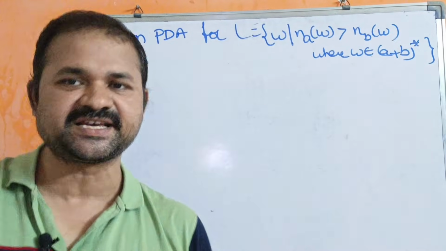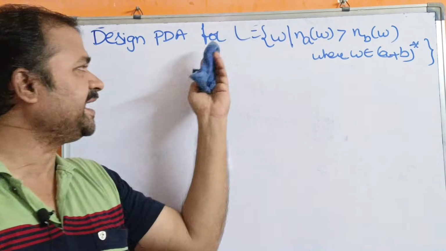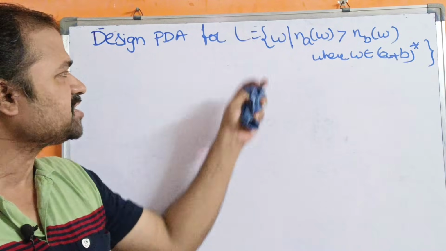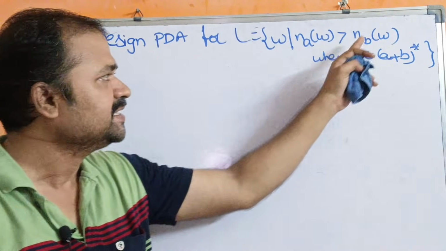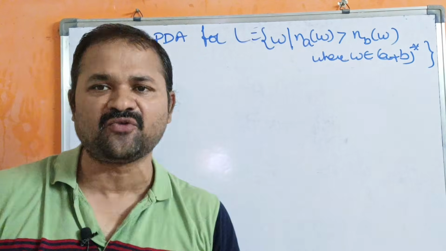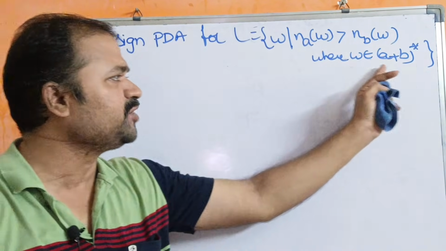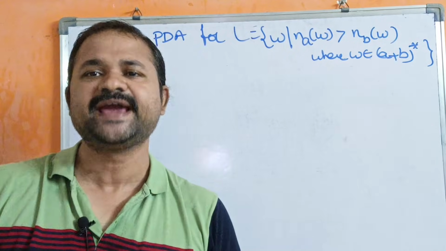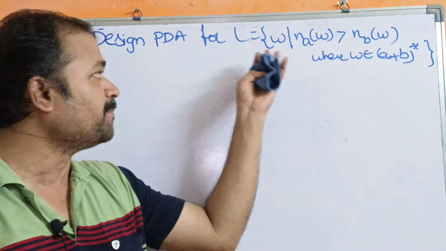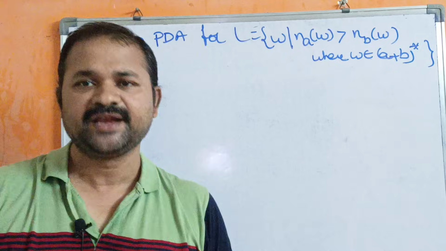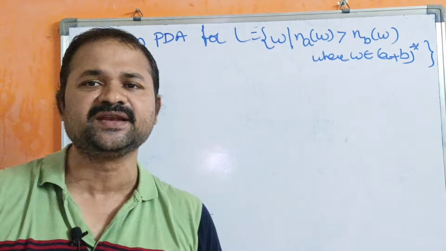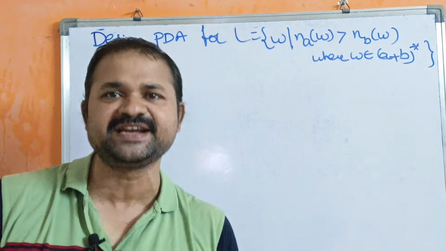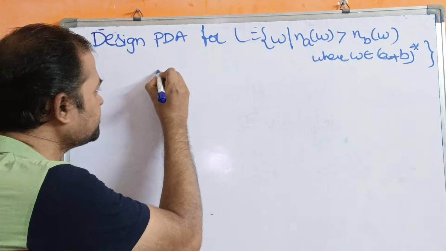Now let's see this example. Design a PDA for the language L = {W such that NA(W) >= NB(W)}, where W is a combination of A's and B's. Here NA(W) means the number of A's in the string W must be greater than the number of B's in the string W. Let us derive some strings here.